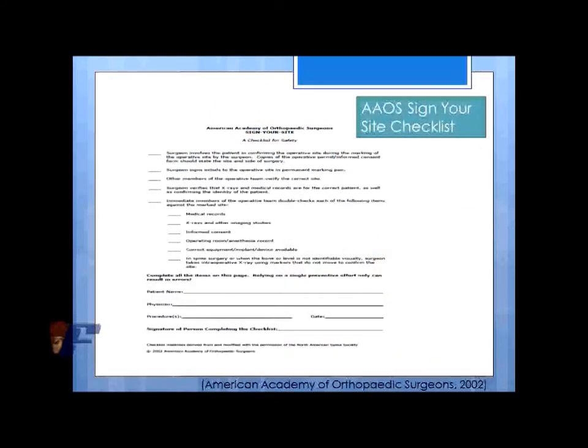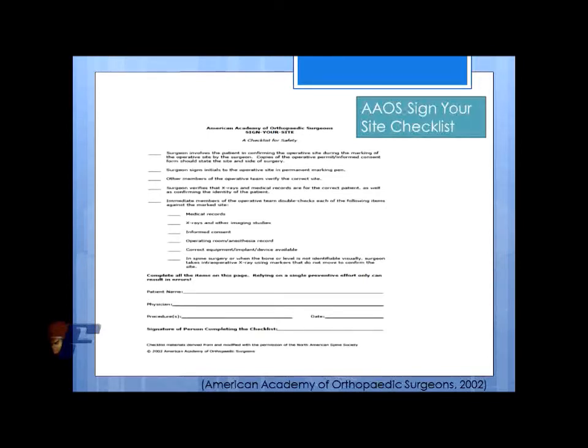In this slide, you can see the checklist from the American Academy of Orthopedic Surgeons. It just has a checklist, and you check off each part that you do. For example, the first part is the surgeon involves the patient in confirming the operative site during the marking of the operative site by the surgeon. Copies of the operative permit and informed consent form should state the site and side of surgery.